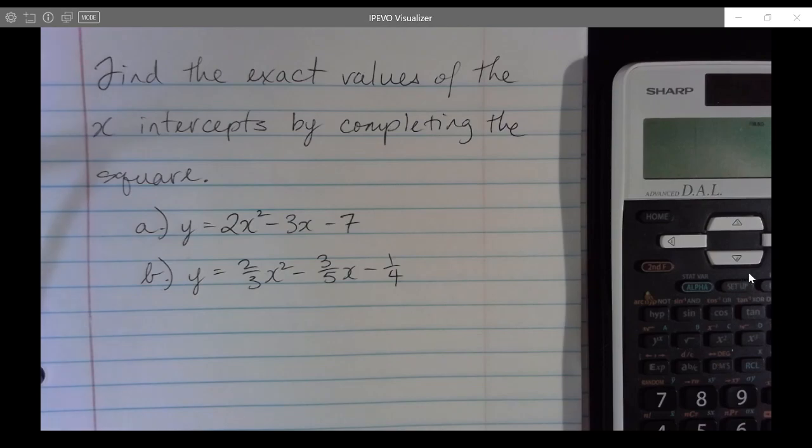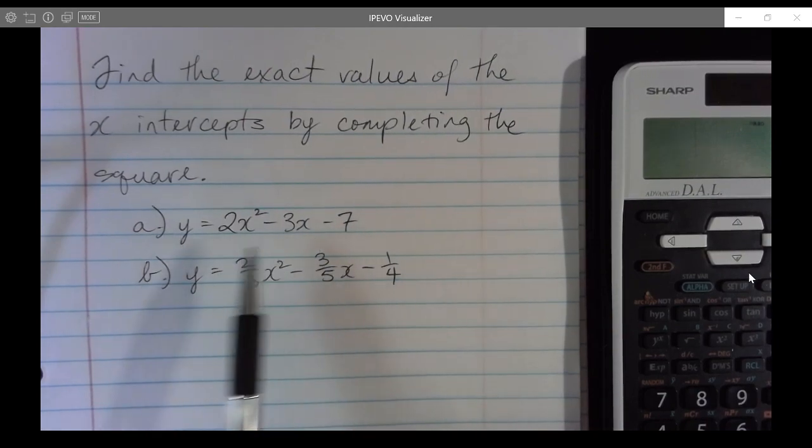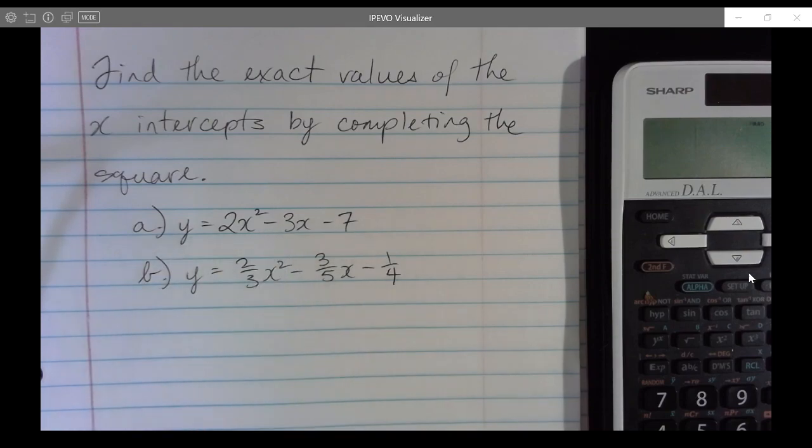Hey everybody, for today's lesson we're going to start with a warm-up activity that will take, I don't know, 5 minutes or so. What I want you to do is take out a couple pieces of loose leaf, and complete the square, solve for the x-intercepts on these two equations by completing the square. You could try factoring if you wanted to, but trust me, these guys don't factor.